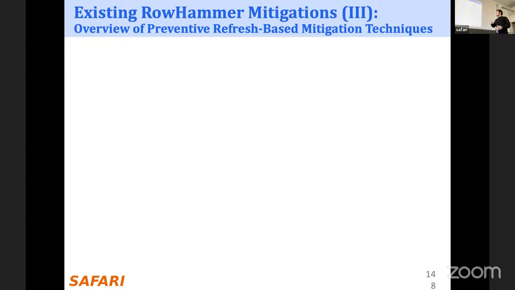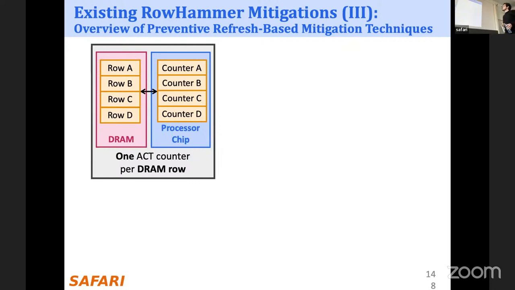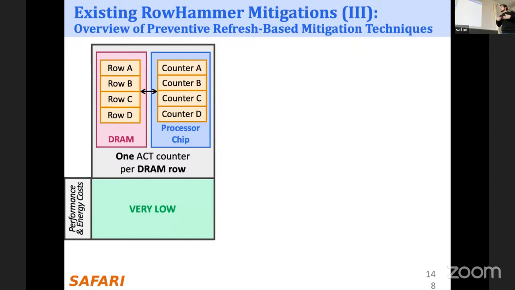This paper has to start with an overview of previous mitigation techniques. We refer to them as preventive refresh-based mitigation mechanisms. These are the reactive refreshes that I described earlier. You can choose to implement one activation counter per DRAM row. So for every DRAM row on the DRAM chip, you have a counter in your processor chip. The good thing about this is the performance and energy costs of such a technique will be very low because you can keep the exact, real activation count of a DRAM row in your per-row counters.